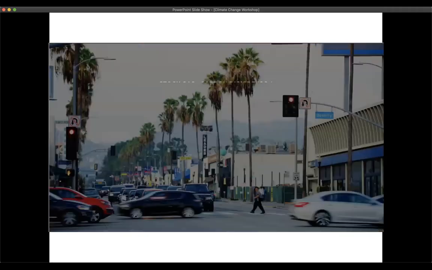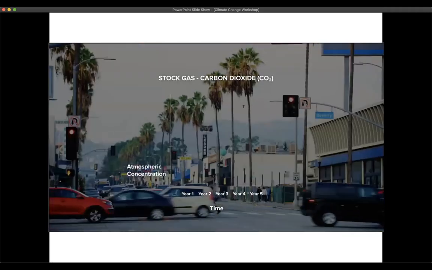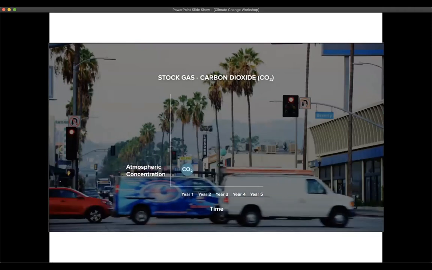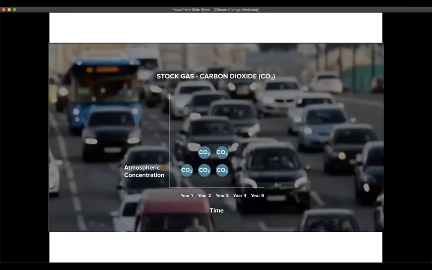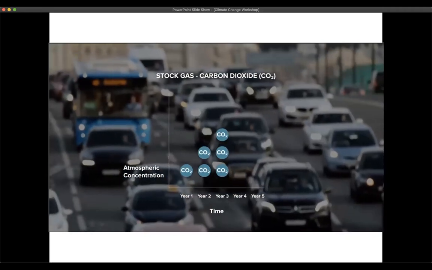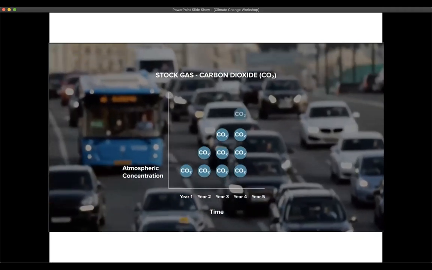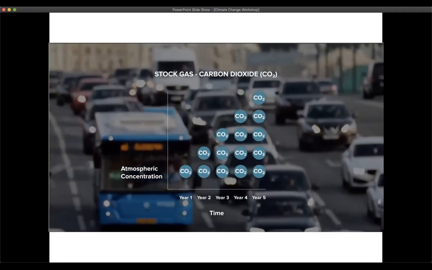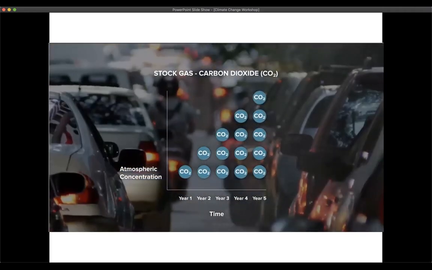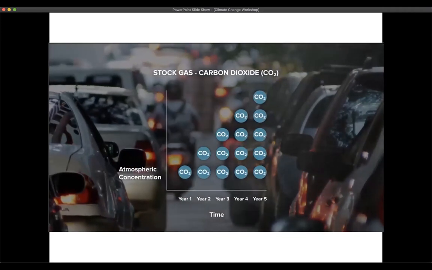Conversely, carbon dioxide from fossil fuels is a stock gas, which means it's stockpiling, or in other words, building up in the atmosphere. Carbon dioxide emitted today is added to the carbon dioxide emitted yesterday, which was added to the carbon dioxide the day before, and so on. This isn't a cycle. It's a one-way source of warming.